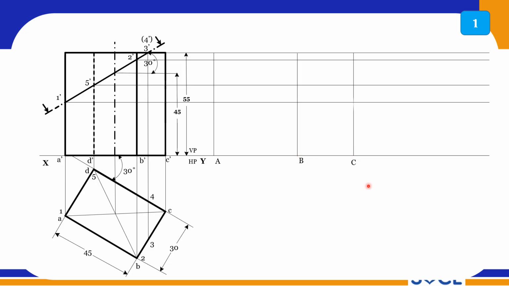From B to C it is 30 mm, so take 30 mm and draw the C line. From C to D it is again 45 mm, right? From D to A again it is 30 mm, draw a line at 30 mm. So this is the lateral development of the simple solid. We have to mark the cutting points also. The base is obviously a thick line. We are not cutting anything here.